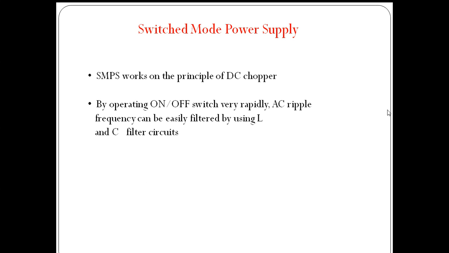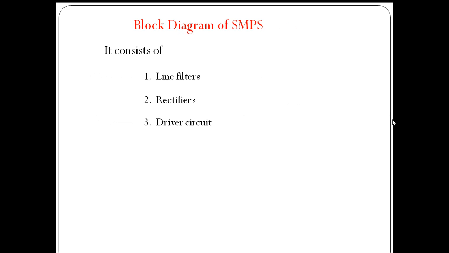SMPS works on the principle of DC chopper. The chopper is nothing but a DC transformer, a device which will convert the fixed DC voltage into variable DC voltage by operating continuously on and off very rapidly. The AC ripple frequency can be easily filtered by using the L and C filter circuits. Now we are going to see the block diagram.